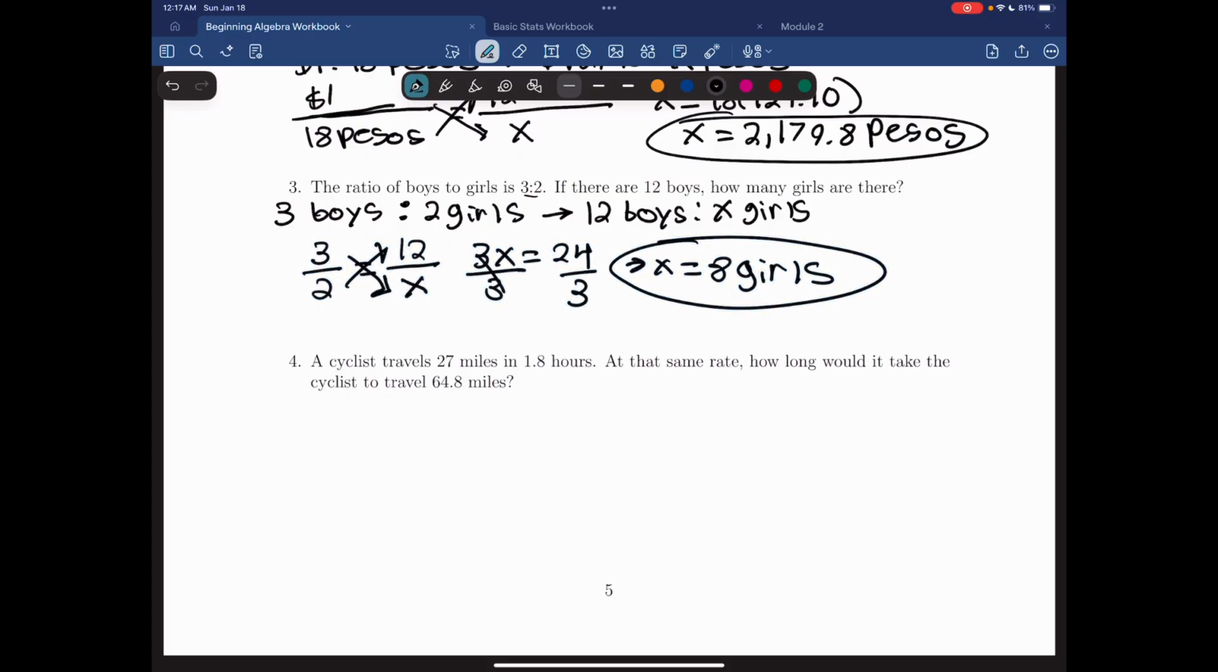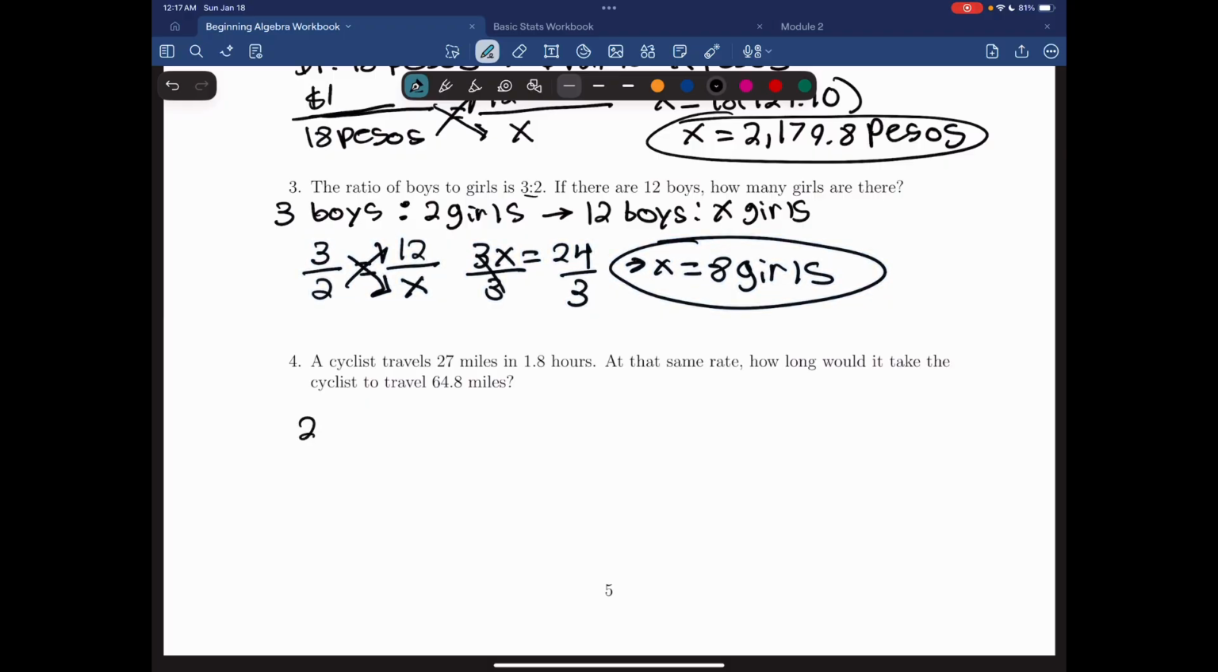At that same rate, how long would it take the cyclist to travel 64.8 miles? So from now on, I'm actually not going to write out these ratios like this. I'm just going to start by setting up the proportion right away because we've seen a couple of examples. If you would like, you can definitely still write out these ratios if it helps you, but just due to time concerns, so this video doesn't become really long, I'm just going to start by setting up the proportion.